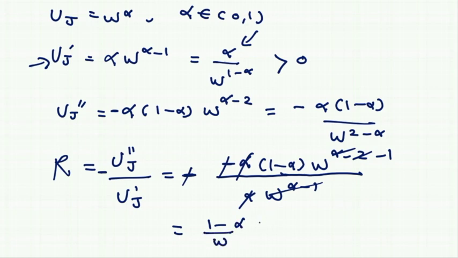Now 1 minus alpha, by condition alpha is between 0 and 1, therefore 1 minus alpha is positive. W itself is positive, so the whole coefficient here is positive. Then if it is positive, what does it mean here? If it is positive, then the person is a risk-averse person.